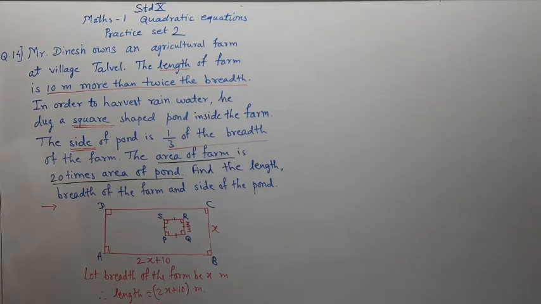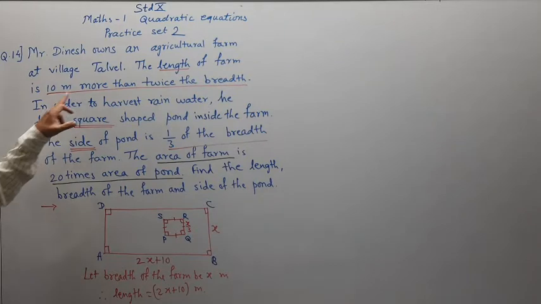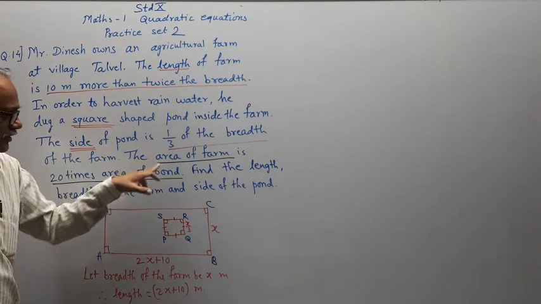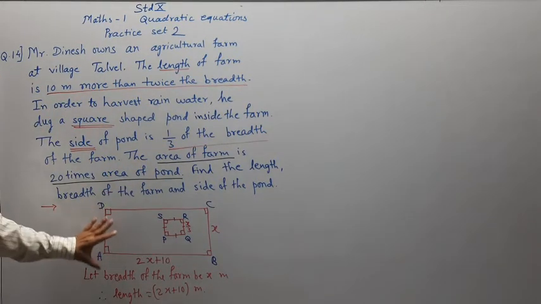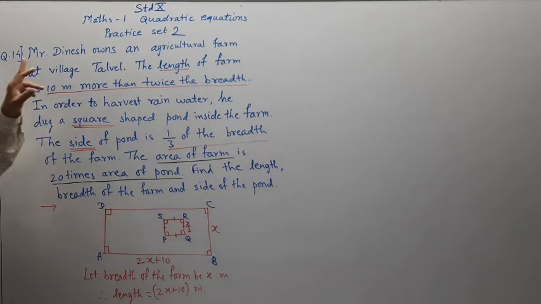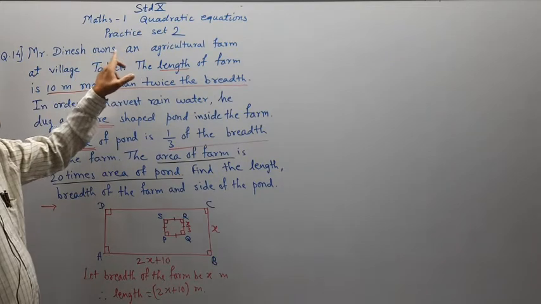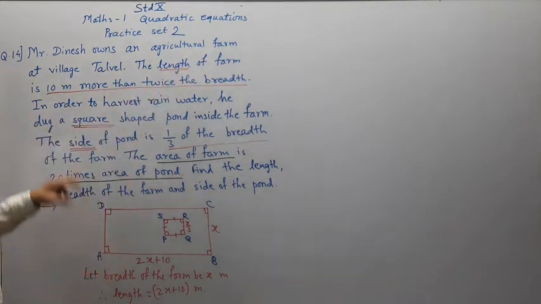Pay attention. Sum 14. I have already marked some important points and I have also drawn the figure. I will explain this part first. Pay attention. It is given that Mr. Dinesh owns an agricultural farm at village Tadvel.